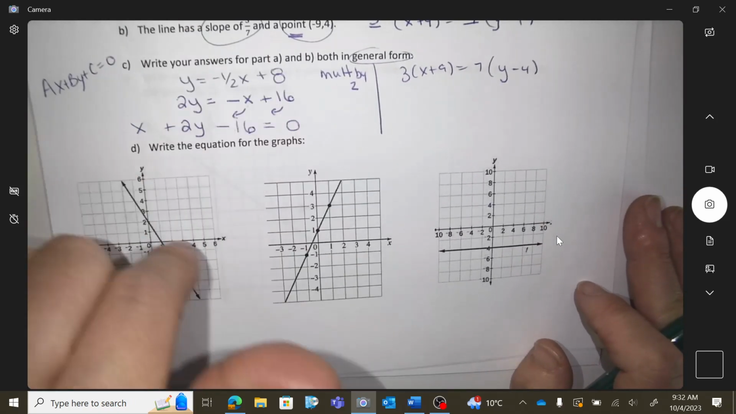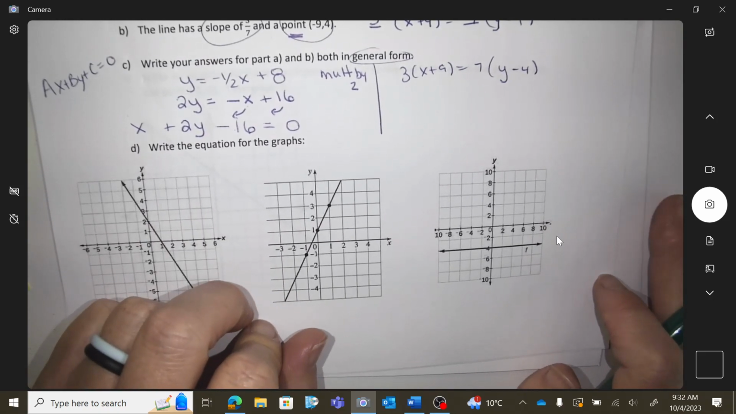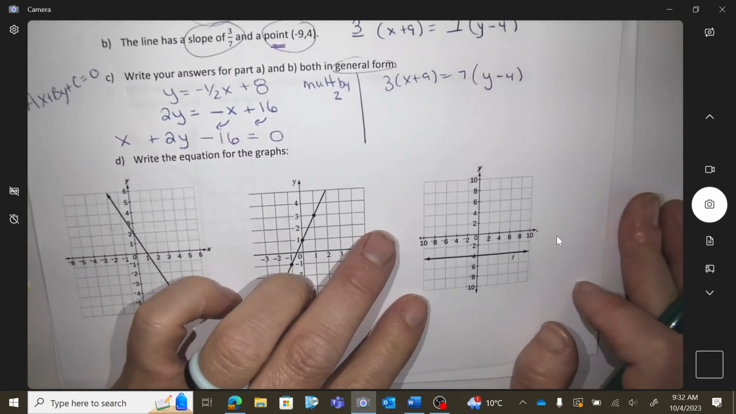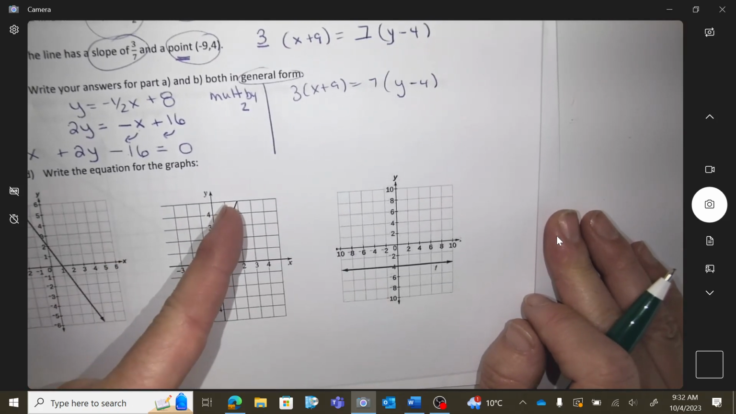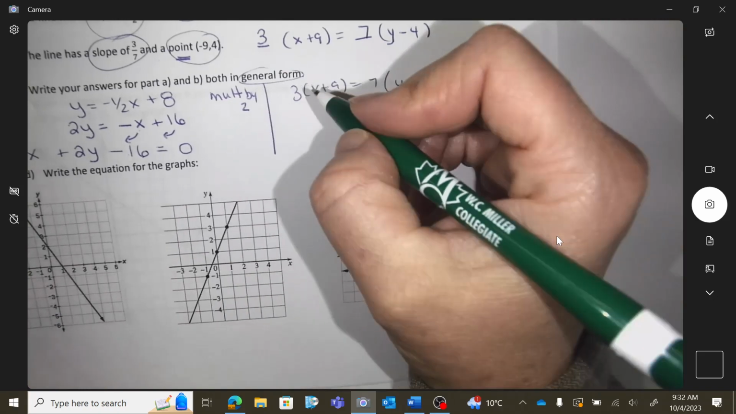Okay, so that was kind of hard to see that first step. Get rid of the fraction. Okay, versus this. What is the first step on this one? It's a little bit easier to see. Distribute.